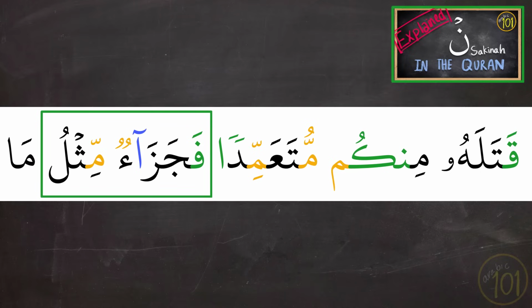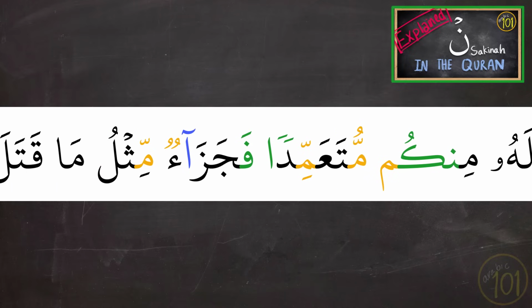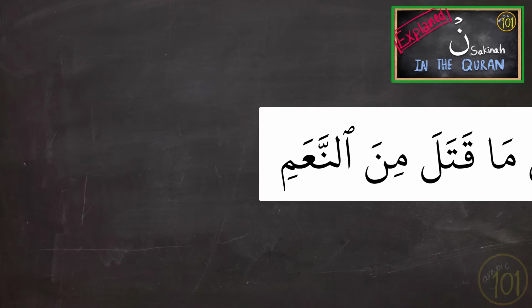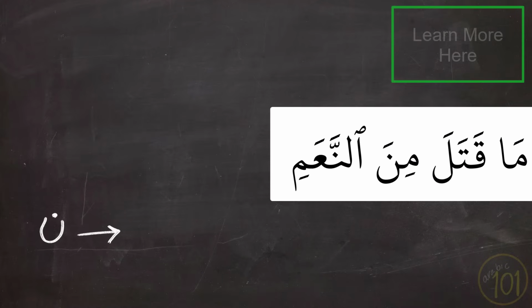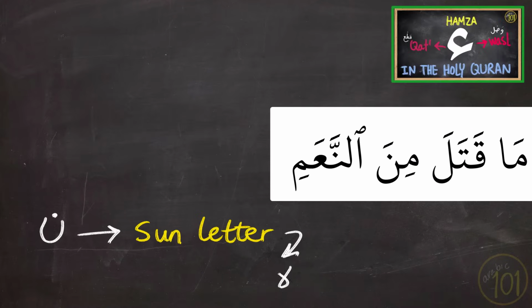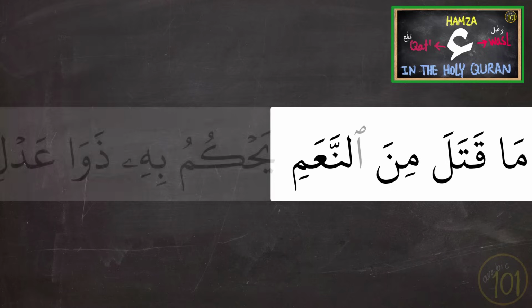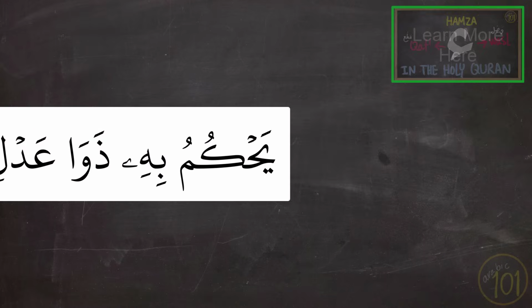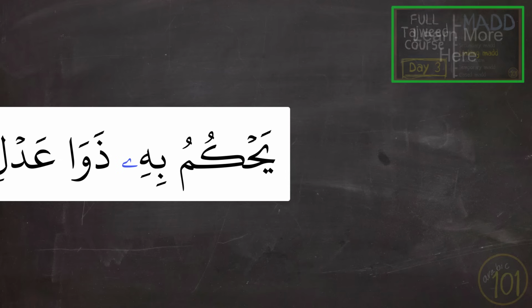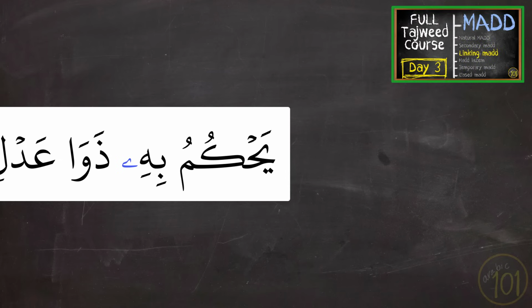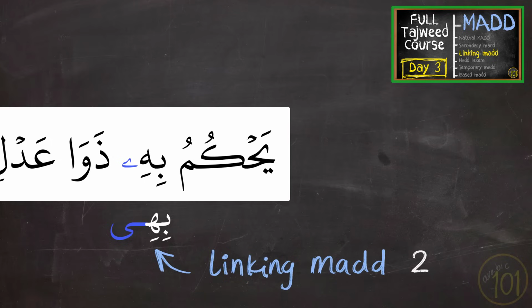فجزاء مثل. The next word is النعم. And here we also have lam shamsiyya saying النعم. The next section starts with يحكم به ذوى. And here we have another linking med, which means that you're going to add a ya here between these 2 words and say به ذوى عدل.